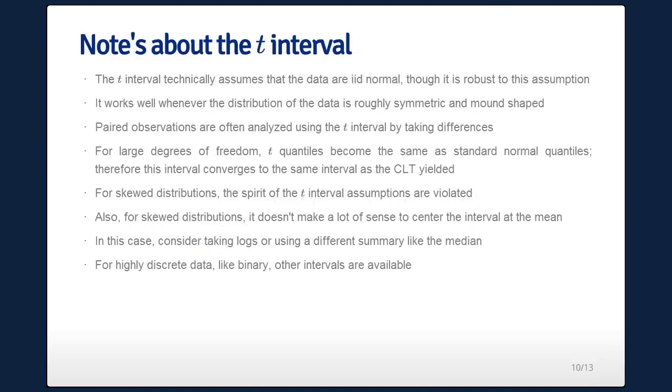Okay, so some notes about this interval. The t interval technically assumes that the data are normal, but it's very robust to the normality assumption. Whenever the distribution of the data is roughly symmetric and mound shaped, the t interval is going to actually work pretty well. And then paired observations are obviously often analyzed using the t interval. If you have a person measured at baseline and a person measured 1 year later, and you have a bunch of measurements like that, then if you just take the difference between the 1 year measurement and the baseline measurement, you just have one number per person. That's often analyzed by a t interval.